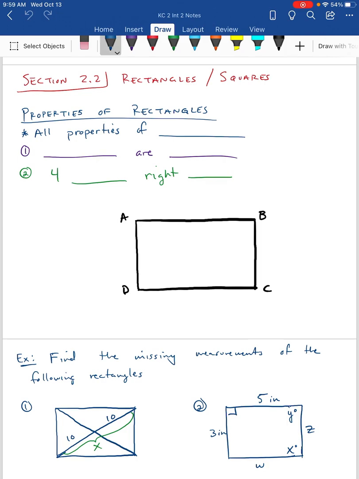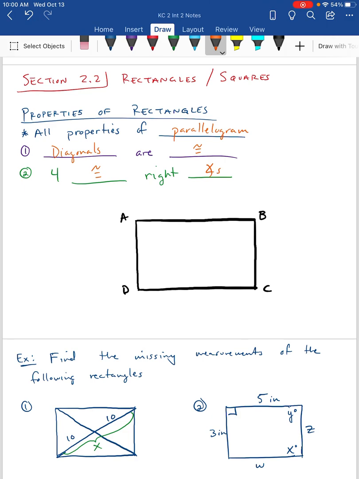So for the properties of rectangles, all of the properties of a parallelogram are included. And if you remember, there are 5 properties of parallelograms. Aside from those 5 properties, you have 2 distinct properties for rectangles. The first one is that the diagonals are congruent to one another. And the second one is that you have 4 congruent right angles.